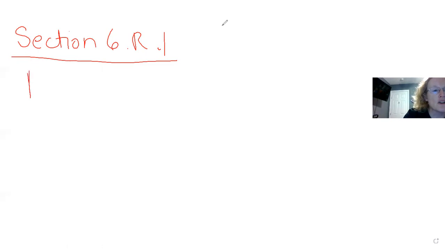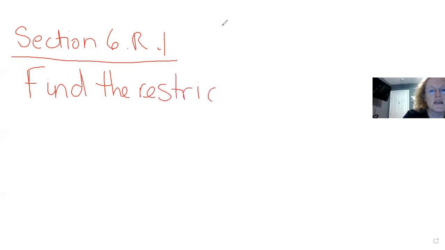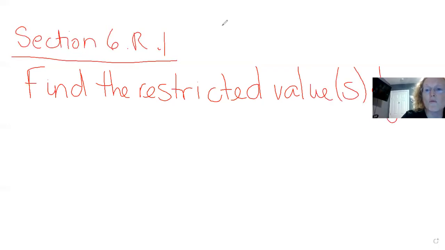So all of the instructions on every single question in the homework that you'll have today say this. They say find the restricted value, and then they put an S right here in parentheses because you can have more than one, okay, not always. So they're not promising you that it's always plural, but you can have one, you can have none, you can have more than one. And so we're going to look at all of those kinds of things.